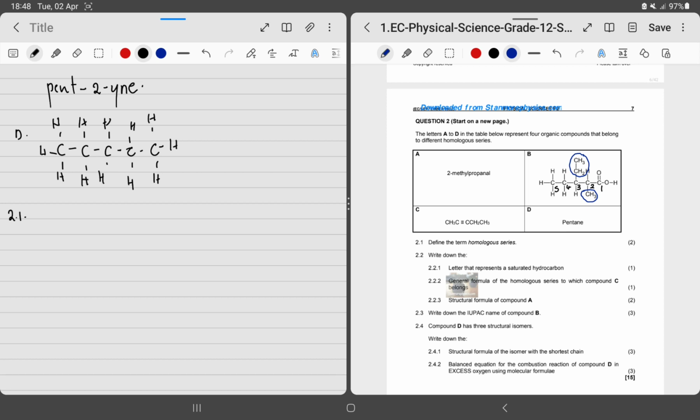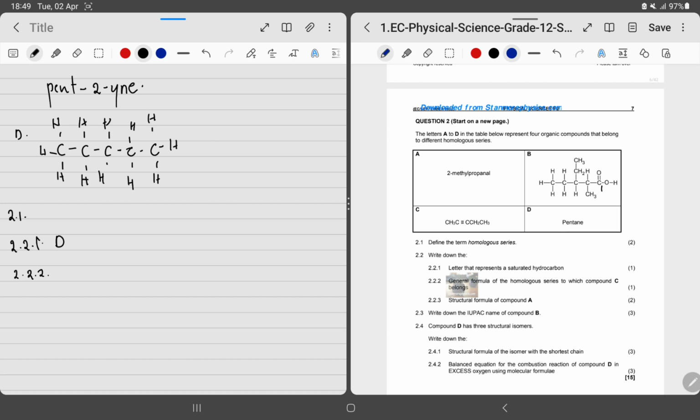So this is a group of compounds that belong to the same functional group and have the same general formula in which the members differ by a CH2 group. Okay. 2.2.1. Write down the letter that represents a saturated hydrocarbon. Saturated means that we have only single bonds between the carbon and the hydrogens, and that can only be alkanes. So that is going to be a D.